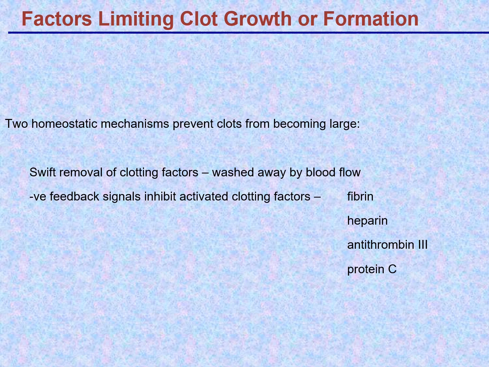And those negative feedback signals come from the fibrin itself and also from heparin, which is used as a drug in the hospital to prevent blood clotting, but it also is produced by endothelial cells. There are a number of anticoagulation factors that can limit the extent of a blood clot. You don't want to have a clot forming and getting bigger and bigger and spreading through the bloodstream. And those negative signals include fibrin, heparin, antithrombin 3, and protein C.